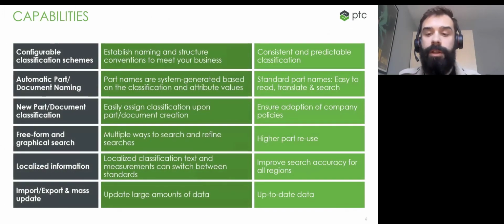Here we have some capabilities and their benefits, starting with configurable classification schemas. Here, we allow our customers to create and build their own classification schema tailored to their business needs. We feature automatic part and document naming. So here, you can set some logic that enables attributes to reflect within the name of the part or document you are creating. So you can have some standardization around naming throughout your enterprise. We have robust searching capabilities to encourage part reuse. Localized information gives us accuracy across different regions, and the ability to do bulk editing via import-export.